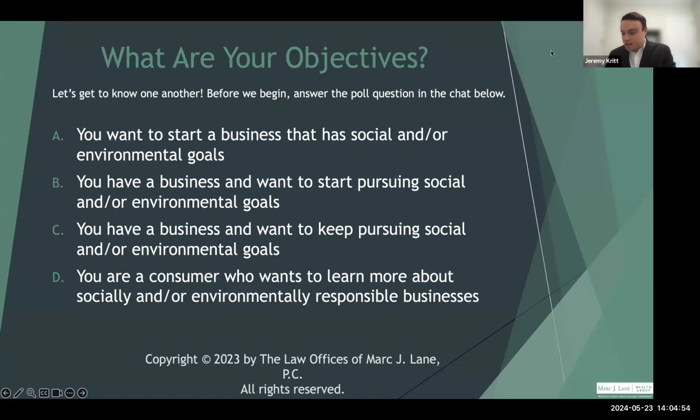Looks like we got a mix of answers, which is always good. Just give everyone one more minute here. Okay, great. So it looks like everyone falls into either A, C, or D. So you either all want to start a business or already have a business that's pursuing social and or environmental goals, or you're just a consumer that's interested in learning more.